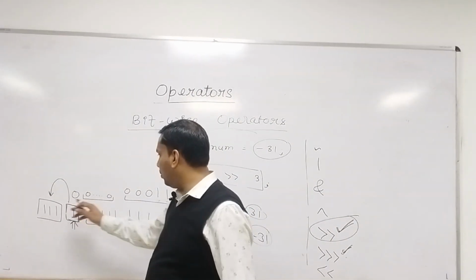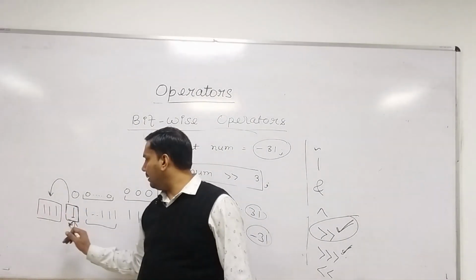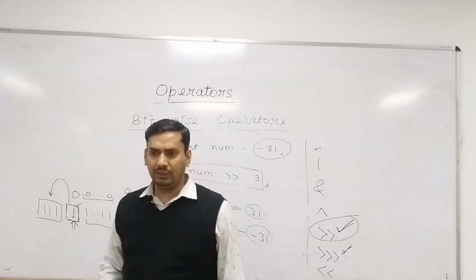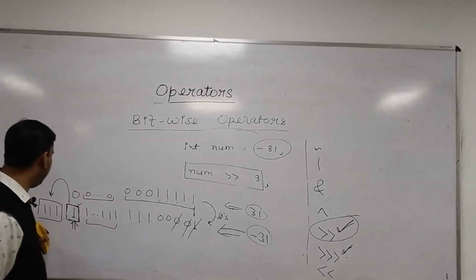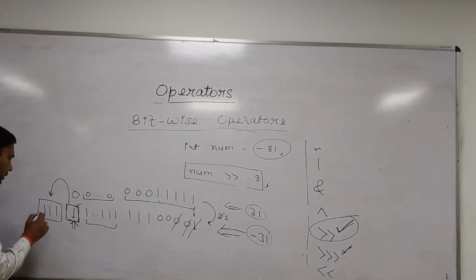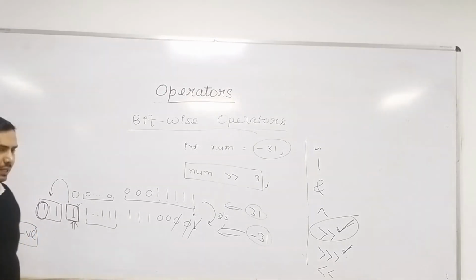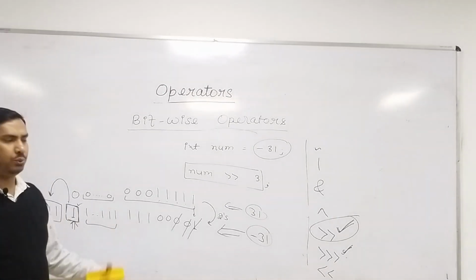Fine. So I am going to put these ones here. Why? Because MSB is 1 here. So if MSB is 1, we put all ones here. And once all ones are there, you will have to read the value. You will check the MSB. What is MSB? MSB is 1. The sign bit is 1. It means you will say that it is a negative number. And how will you find its value? You will have to take the 2's complement.